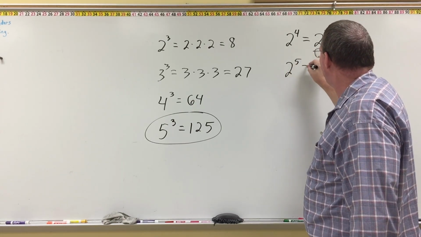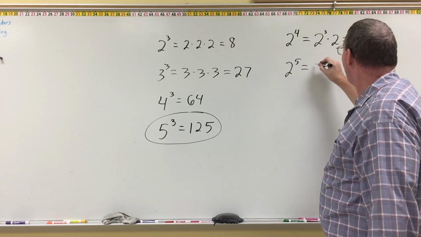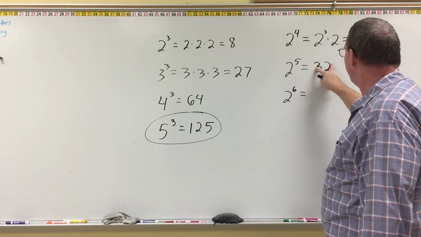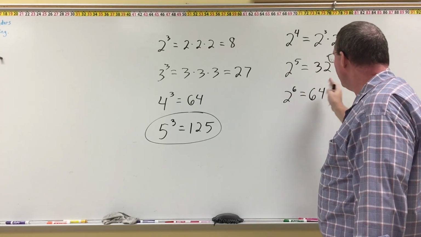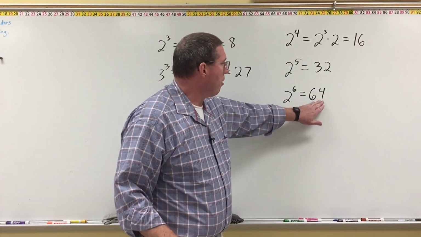How about 2 to the fifth power? Well, we're just going to take our 16 and multiply it by 2 again. So that would be 32, and 2 to the sixth power, 32 times 2, that's 64. And you actually should be able to do 2 to the 7th, 8th, 9th power. All we're doing is doubling this number.